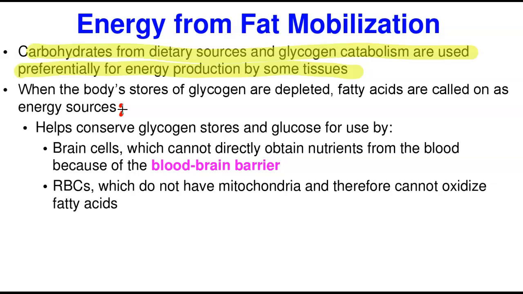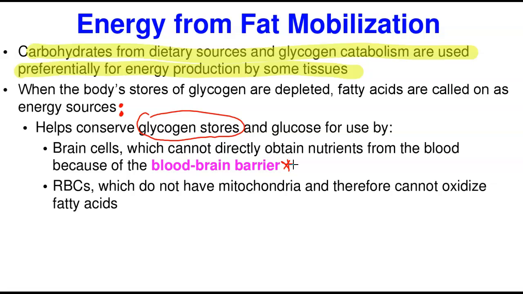Now, the significance is that they help to conserve the glycogen store, because there should always be glycogen stores, so it doesn't run out completely, and glucose for use by cells that cannot easily use other sources of energy. The brain cells cannot directly obtain other nutrients from the blood because of the blood-brain barrier, which is not permeable to anything. It only wants glucose. Therefore, those glucose molecules have to be conserved for the brain cells.